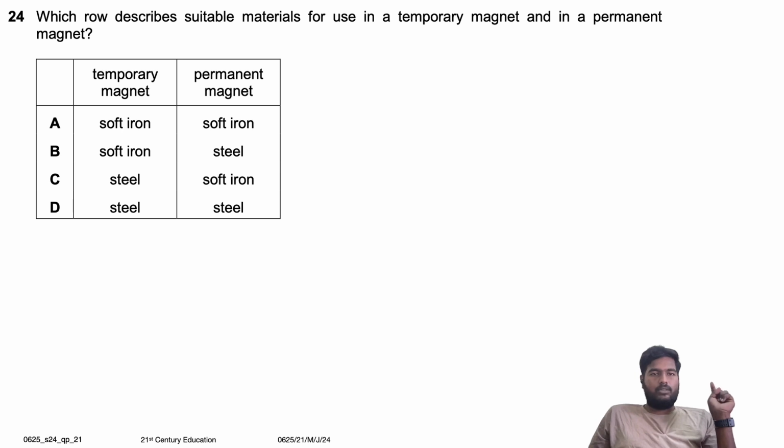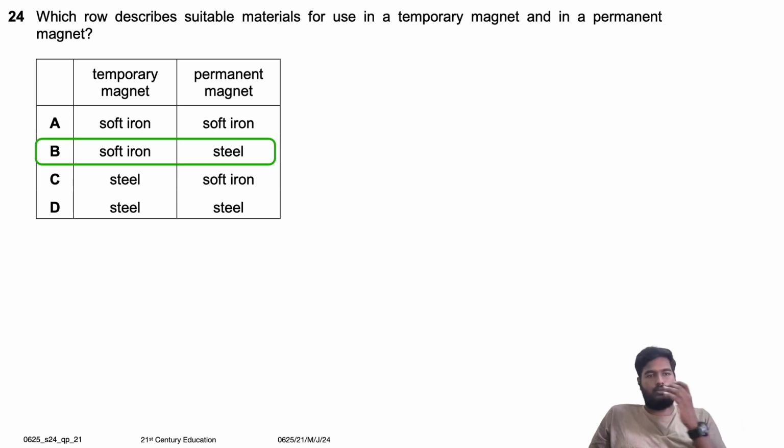Which row describes suitable materials for use in a temporary magnet and in a permanent magnet? So I want you to remember like this: soft iron, temporary magnet; hard steel, permanent magnet. Okay, so option B. By the way, what is the difference between soft iron, iron and steel? The composition, presence, amount of carbon, I guess. Yes.